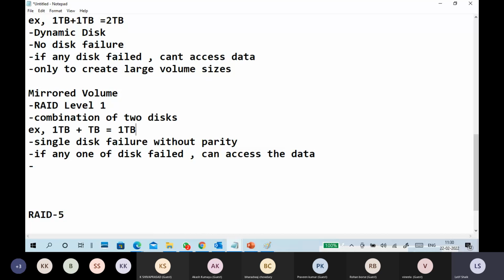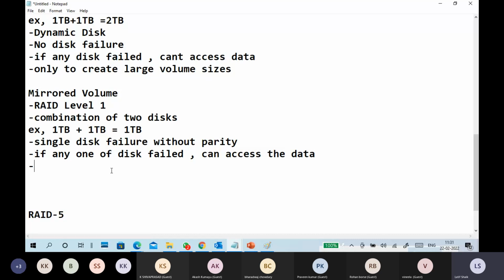We don't get 2 terabytes here, because whatever data is in the first disk, the same data will be copied into the second disk. Without us copying, it automatically copies. I put data, the same data is copied into the other disk. So both maintain the same data. The total size shows 1 terabyte only, but you are using 2 terabytes. 2 plus 2 gives 2, 4 plus 4 gives 4, like that in a mirror volume.